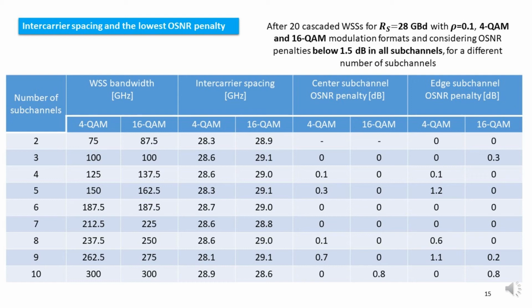We can see that for the same number of subchannels, the modulation format order sometimes increases the bandwidth. This increase is 12.5 GHz, which is the frequency slot with granularity of a flexible grid optical network. We can see that intercarrier spacing is usually slightly larger than the Nyquist bandwidth, and it increases as we increase the modulation format order of the signal.